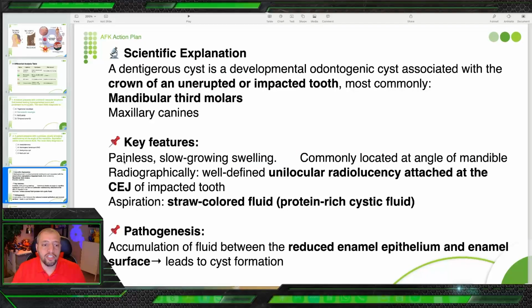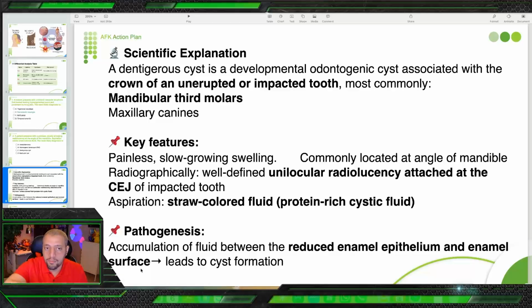The key feature for dentigerous is a painless, slow-growing swelling, commonly located at the angle of the mandible, and in radiograph, it's a well-defined unilateral lucency attached to the CEJ of the impacted tooth. And this is the key word to differentiate between dentigerous and AOT. Because in the dentigerous cyst, the etiology is accumulation of fluid between the reduced enamel epithelium and the enamel surface or enamel organ during development. So this separation of the reduced enamel epithelium ends up with cystic degeneration, ending up with this fluid and the cavity lined with epithelium. This is the definition of a cyst.